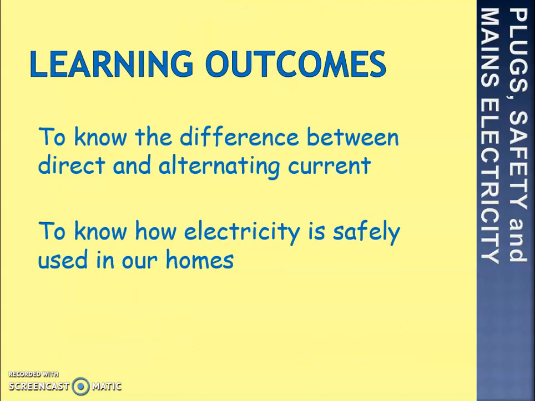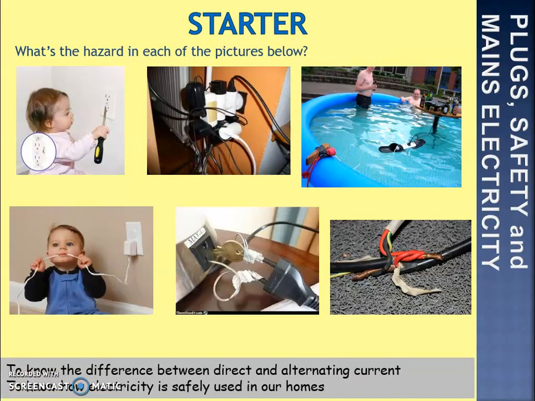Okay, our learning objectives today are to know the difference between direct and alternating current and to know how electricity is safely used in our homes. First up, if you could pause the video and look at each one of those pictures and tell me what is the hazard that's taking place with each of those pictures. So pause the video and have a good look at all 6 of them.